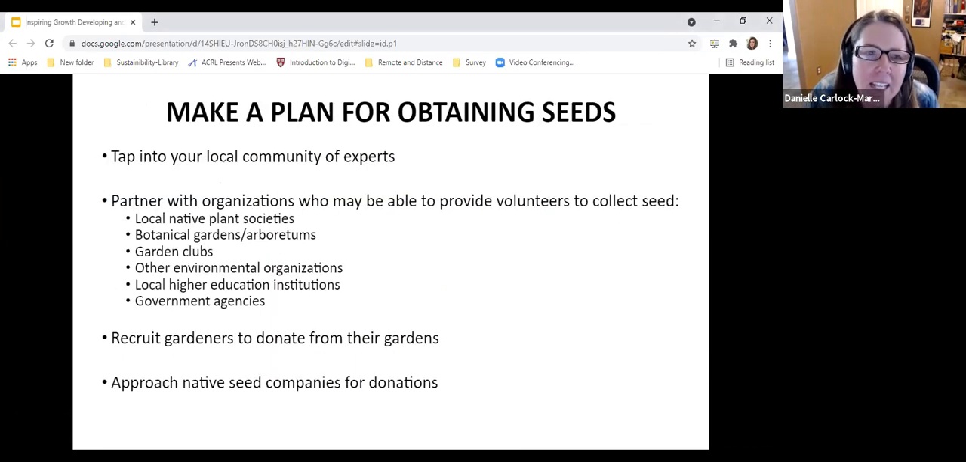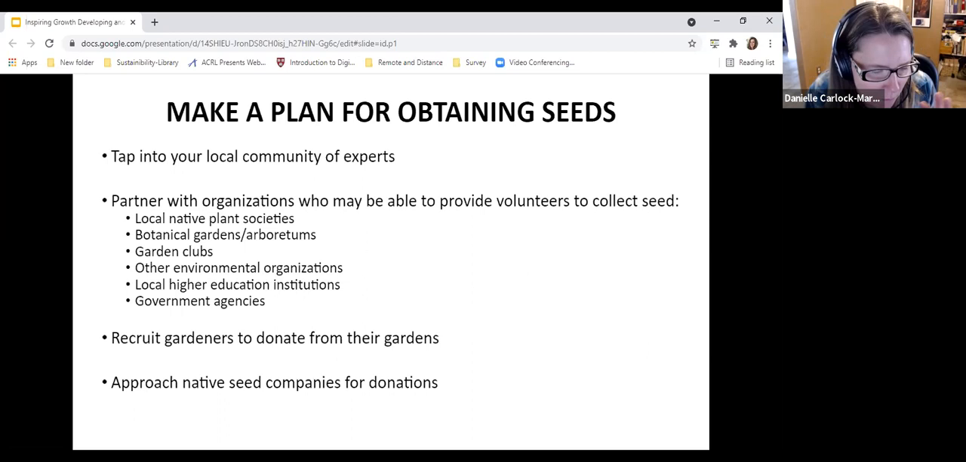So as far as obtaining the seeds, this is probably going to be the biggest challenge. I have 3, I guess, solutions to offer. One of them could be tapping into the local community of experts and partnering with them to see if there might be a group of volunteers that might be willing and interested to collect seed on behalf of the seed library. Of course, getting whatever proper permits or permissions are required. But there are so many different groups that could be interested. In fact, a lot of these types of groups have reached out to me, and I've done different collaborations with them.